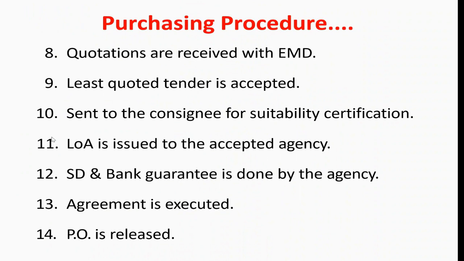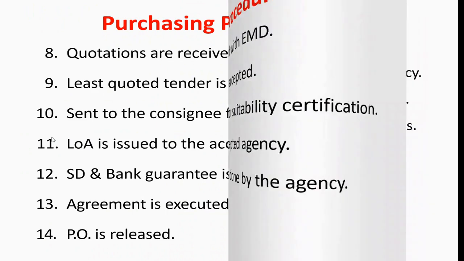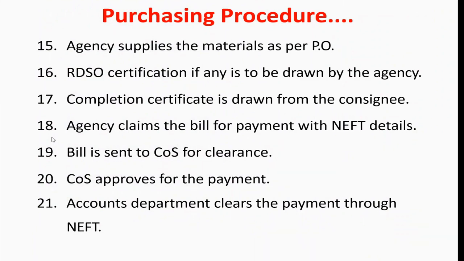10. Tender is sent to the consignee for suitability certification. 11. LOA is issued to the accepted agency. 12. SD and bank guarantee is done by the agency. 13. Agreement is executed. 14. PO is released. 15. Agency supplies the materials as per PO. 16. RDSO certification, if any, is to be drawn by the agency. 17. Completion certificate is drawn from the consignee. 18. Agency claims the bill for payment with NEFT details.